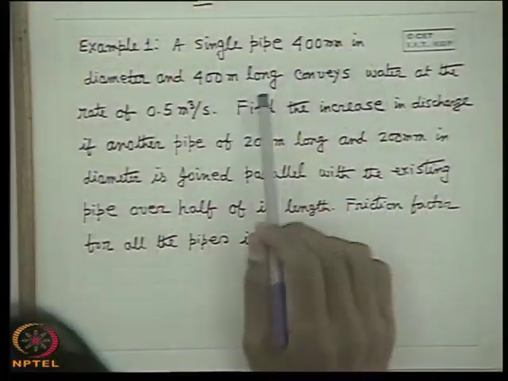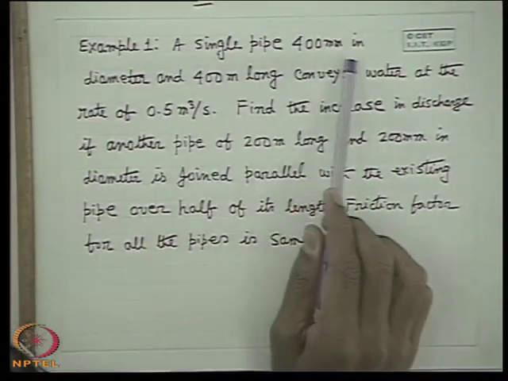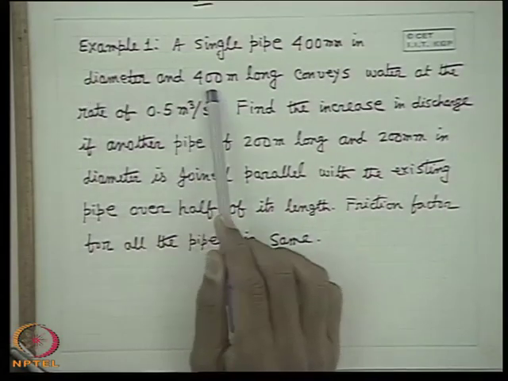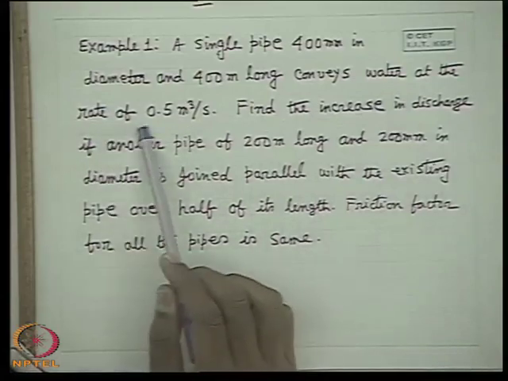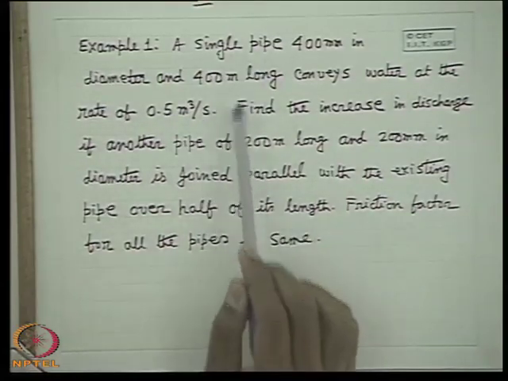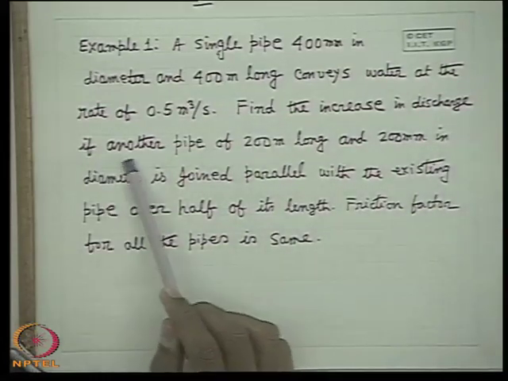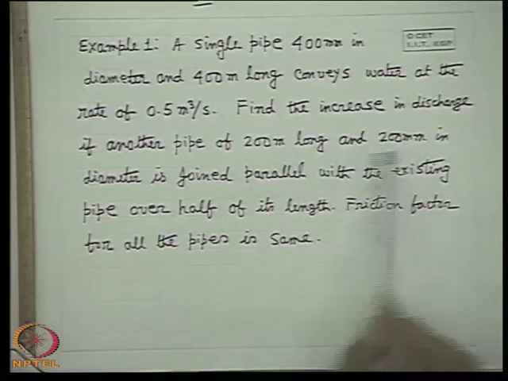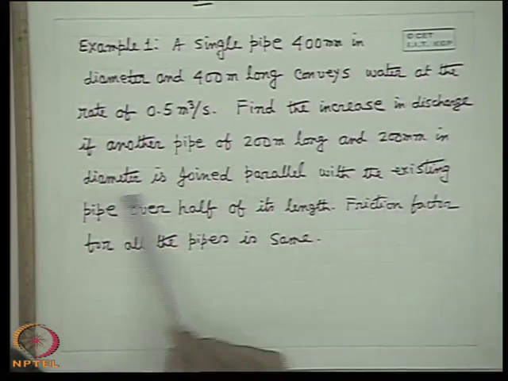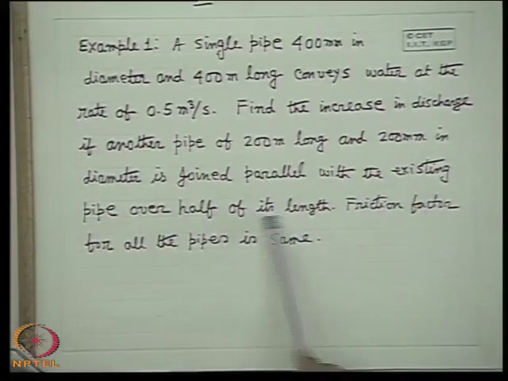Example 1: a single pipe 400 millimeter in diameter and 400 meter long conveys water at the rate of 0.5 meter cube per second. Find the increase in discharge if another pipe of 200 meter length and 200 millimeter in diameter is joined parallel with the existing pipe over half of its length. Friction factor for all the pipes is the same.